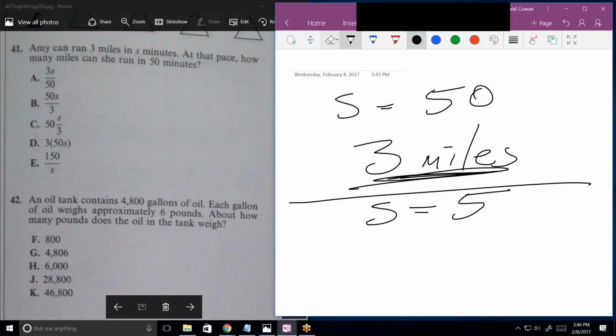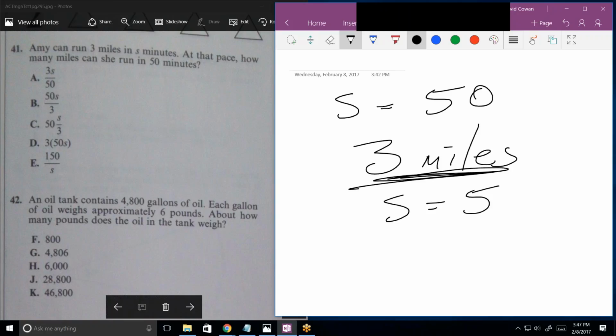Excuse me, let me back up a little bit. No, that's fine. We'll make her superhuman. We'll let S equal 5. So if she can run 3 miles in 5 minutes, how many miles is she going to run in 50 minutes?